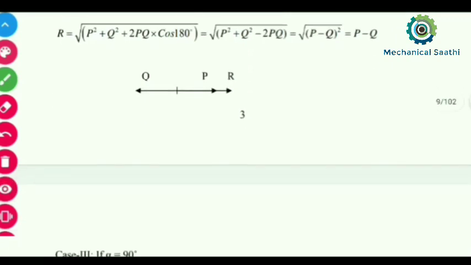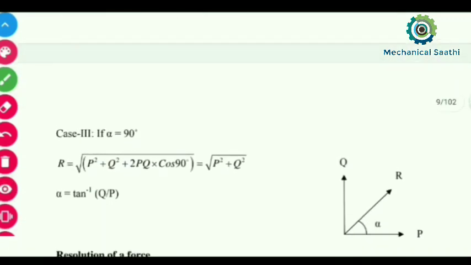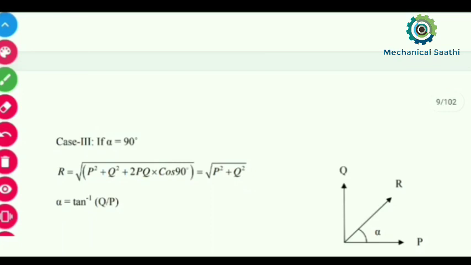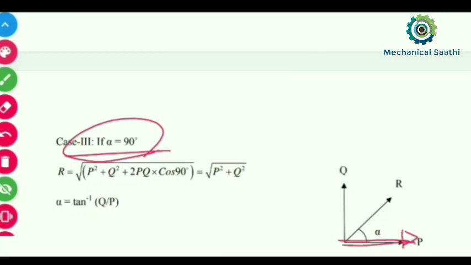So let us move towards the next and discuss another case. Here alpha is 90 degrees, meaning they are perpendicular to each other. If we see here, p is in this direction and q is perpendicular to p, so this angle is 90 degrees. Then what will be the condition and what will be the resultant?